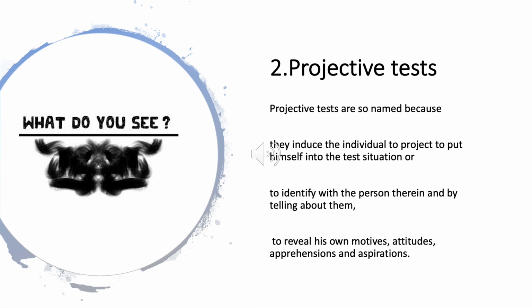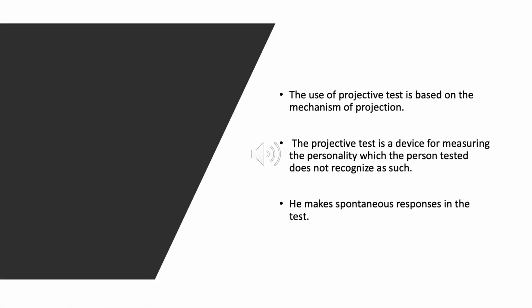So we are using a different method, that is the second method, which is called the projective test. The projective tests are so named because they induce the individual to project, to put himself into the situation, or to identify with the person therein, and by telling about them, to reveal his own motives, attitudes, apprehensions, and aspirations. So the basis of projective test is the mechanism of projection. The projective test is a device for measuring the personality which the person tested does not recognize as such. He makes spontaneous responses in the test.